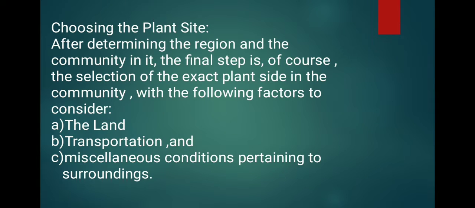So next is choosing the plant site. After determining the region or community, the final step is of course the selection of the exact plant site, with the following factors to consider. First is the land, second the transportation, and third miscellaneous conditions pertaining to the surroundings.